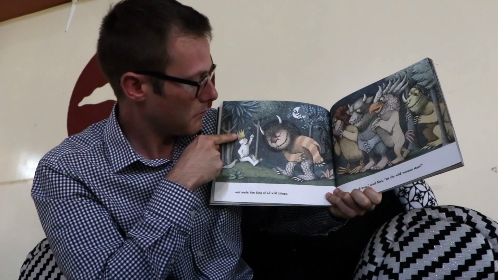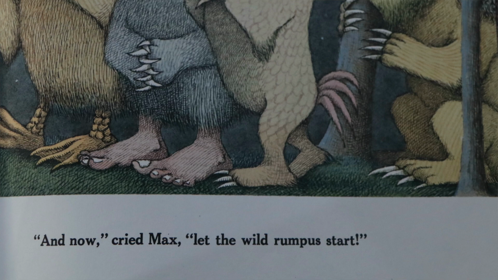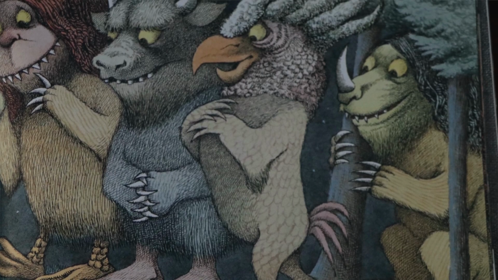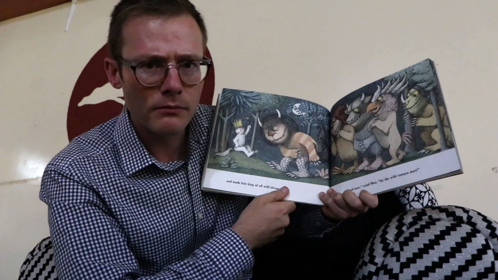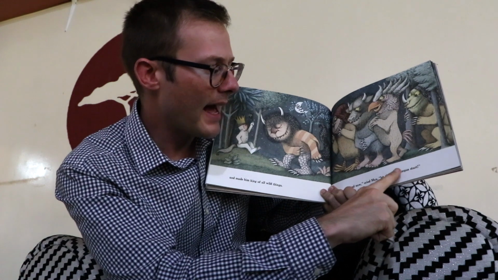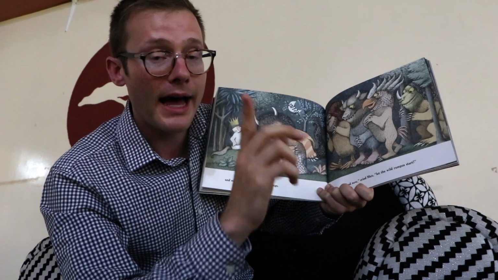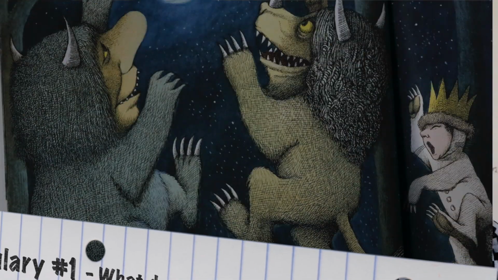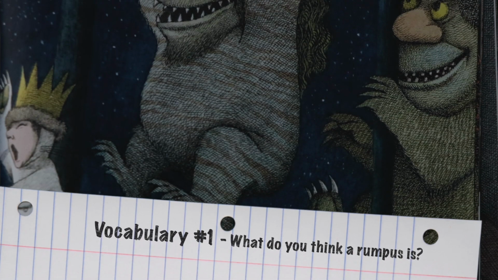And what's that? It's a crown. And now, cried Max, let the wild rumpus start. Now, what do you think a rumpus is? I'll give you a hint. It has a "the" and an adjective in front of it, so it must be a noun. It must be a noun, so it's a thing. Looking at this picture, can you write down what you think rumpus is? Maybe take 1 minute and start the video again when you're ready.